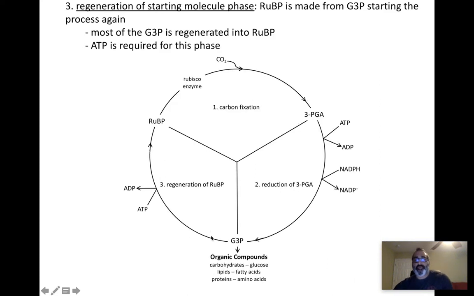All right, step 3 is the regeneration of the starting molecule called RuBP. That's the starting molecule that starts this whole process. So the plant cell needs to ensure that it has enough RuBP to continue the Calvin cycle. Most of the G3P produced after step 2 gets converted into RuBP. That requires energy, so ATP goes in, and it gets hydrolyzed or broken down, and ADP comes out. This ADP, along with the other ADP, can get recycled back and used in the light reactions. Now we have RuBP formed, starting the process over again.